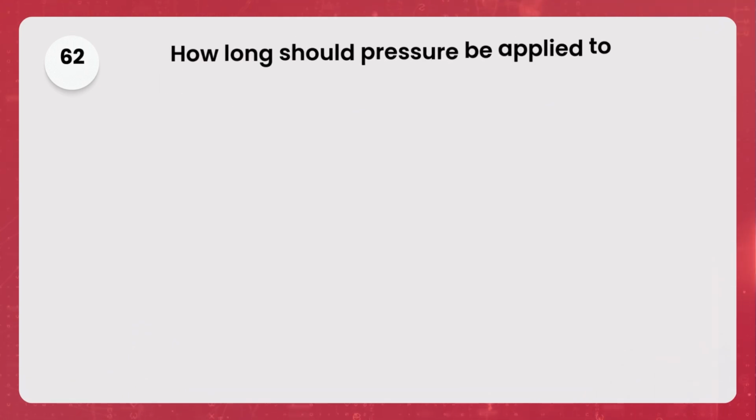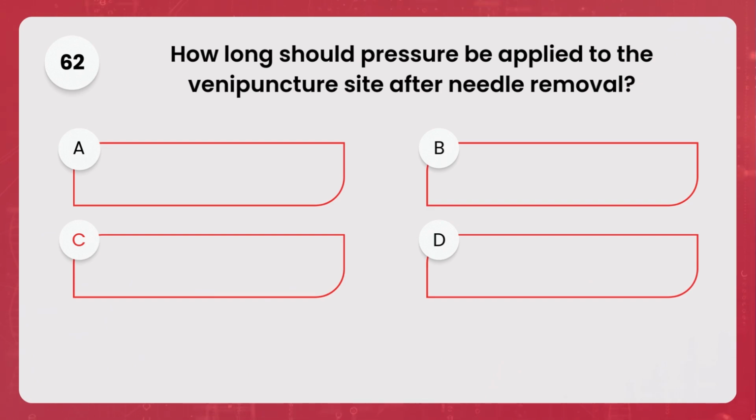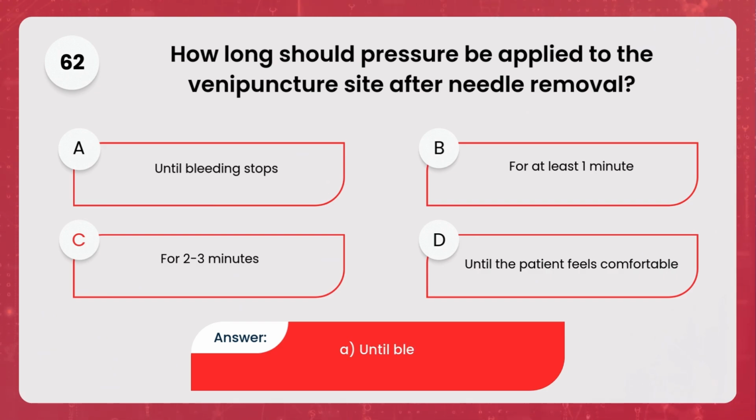Number 62. How long should pressure be applied to the venipuncture site after needle removal? A, until bleeding stops. B, for at least 1 minute. C, for 2 to 3 minutes. Or D, until the patient feels comfortable. The answer is A, until bleeding stops.